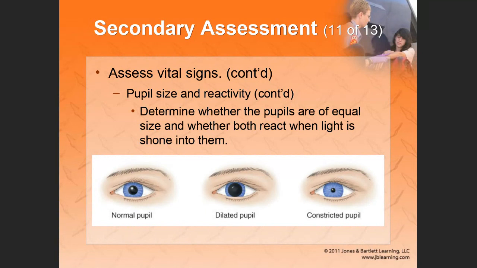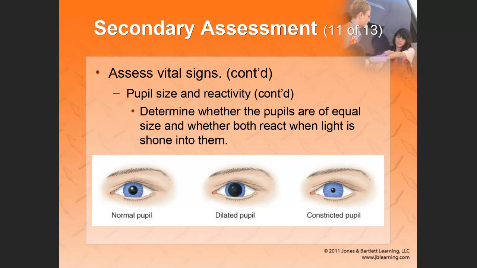So when a patient has dilated pupils or unequal pupils, let me not say dilated, because if both are dilated, it can be considered a sign of death. But if one pupil looks normal or reacts normal and the other one looks dilated, that is a sign that the patient may have a stroke or they may have a head injury.